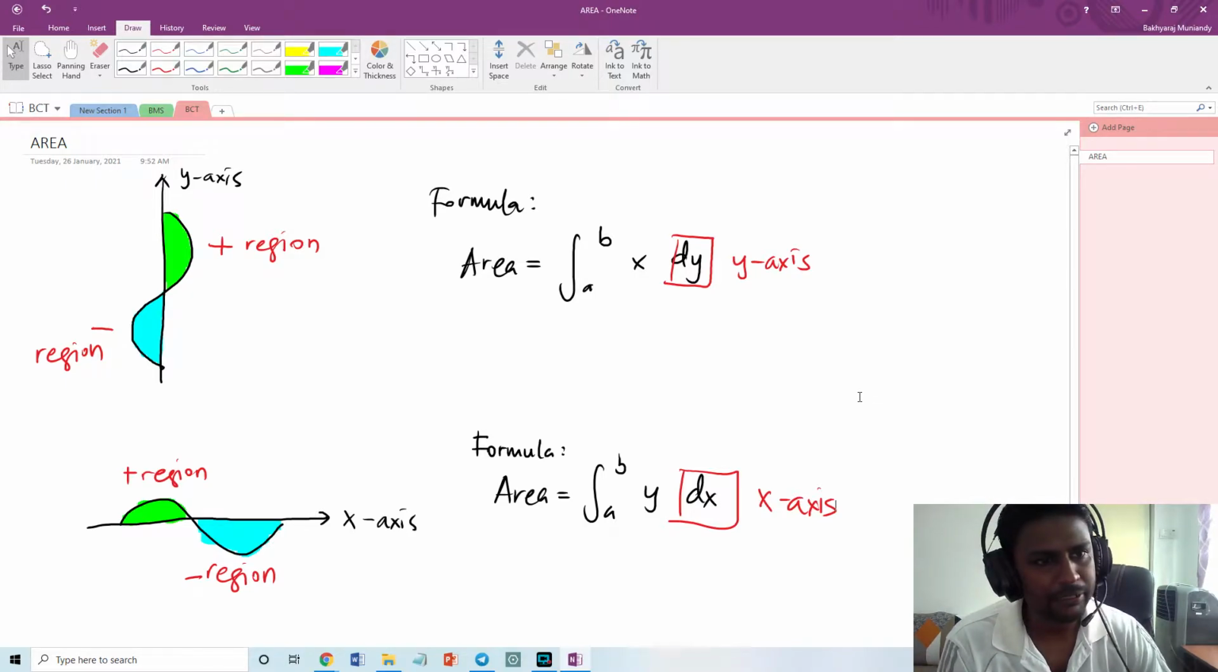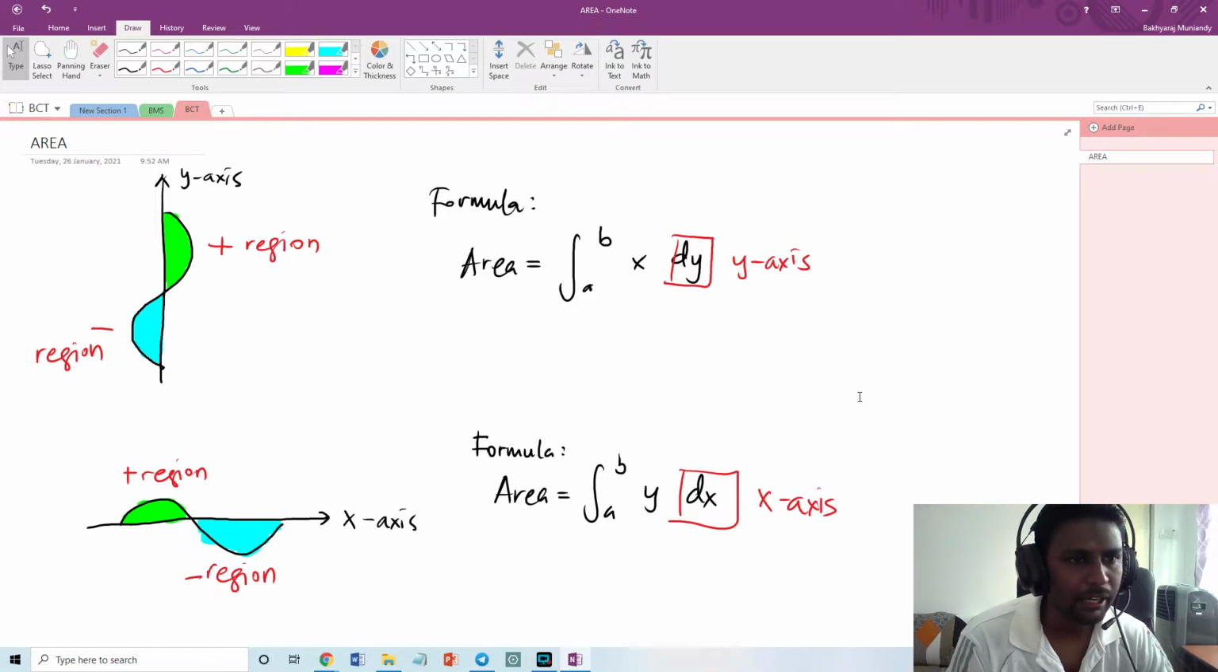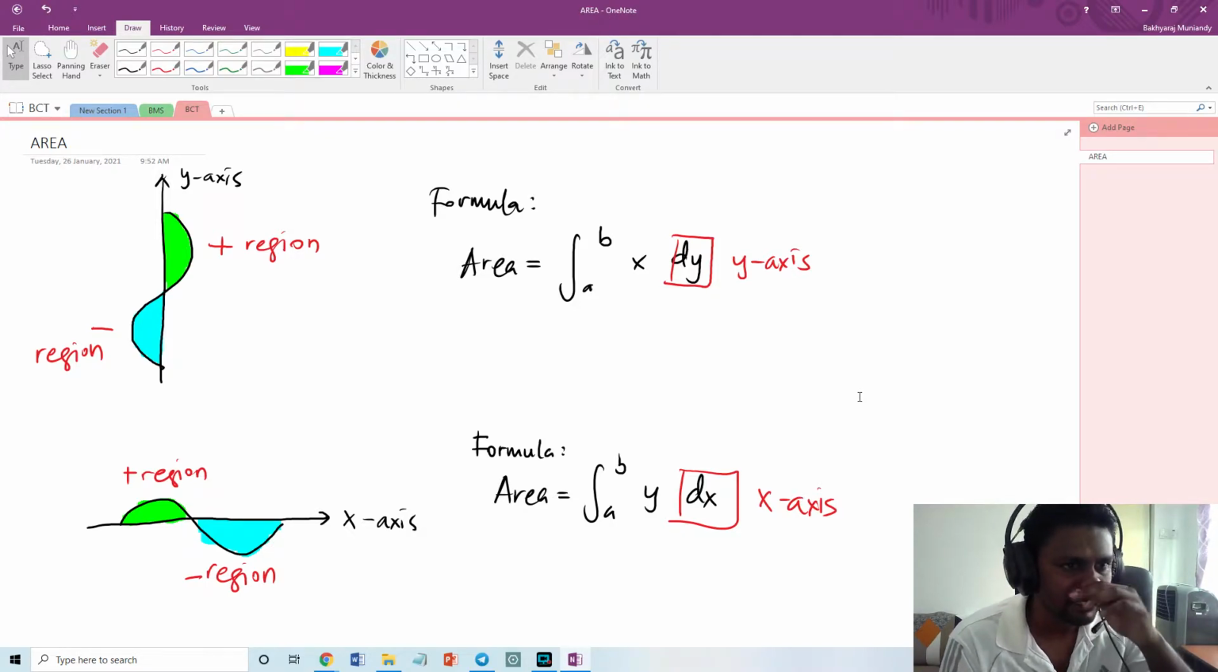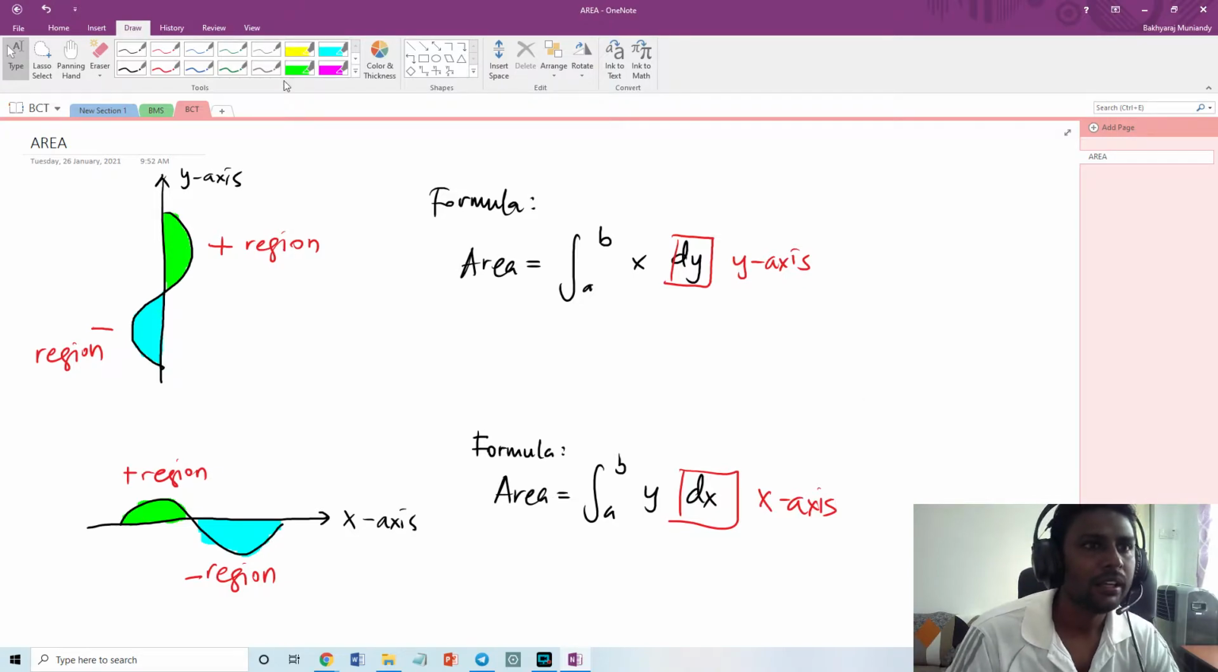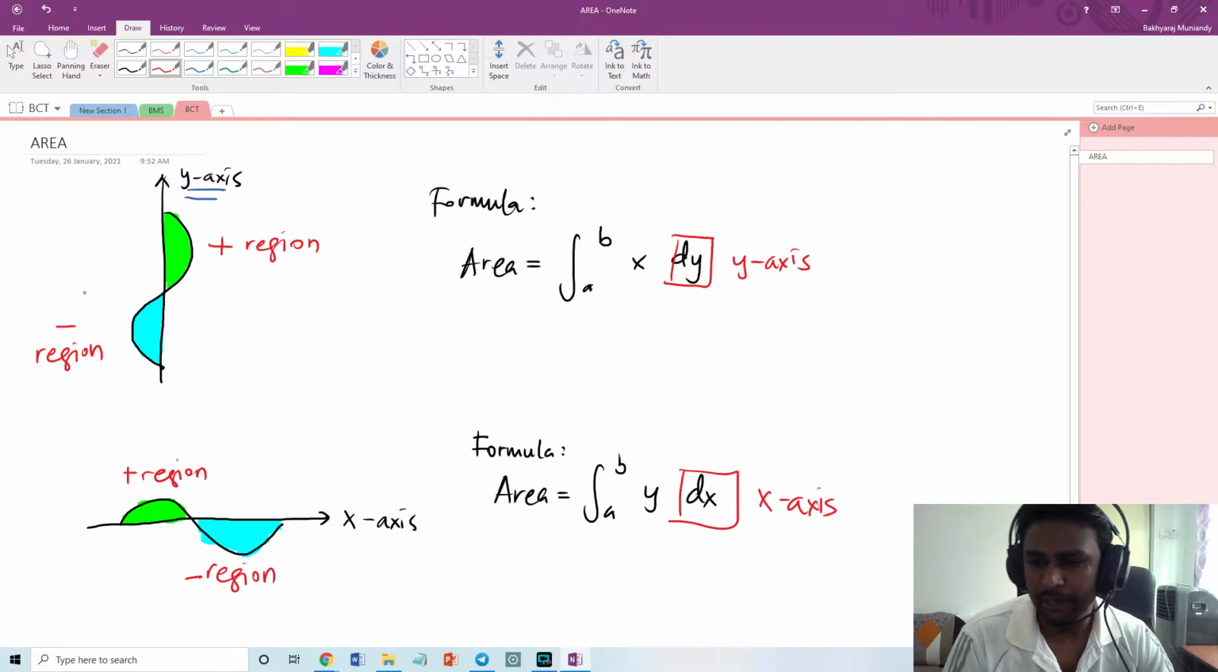Okay, class. Good morning. Today I'm going to teach you about the y-axis. My focus today is the y-axis. When you look at the y-axis, we again have positive and negative regions. This is what we learned in the last lesson, I think on Monday.